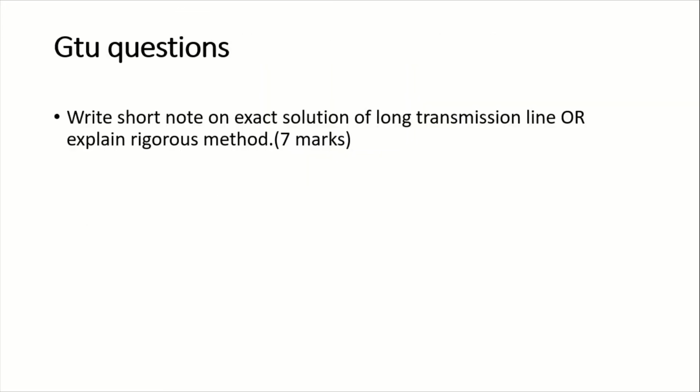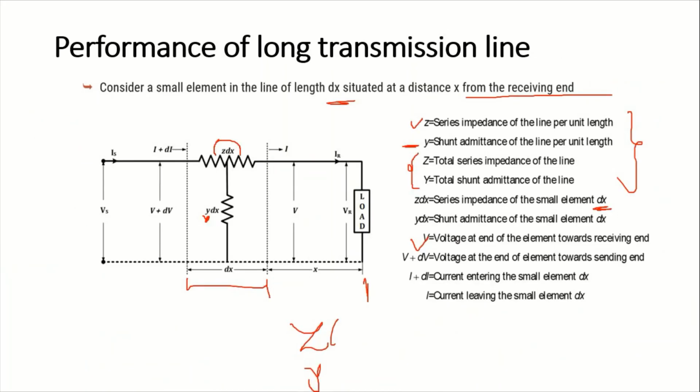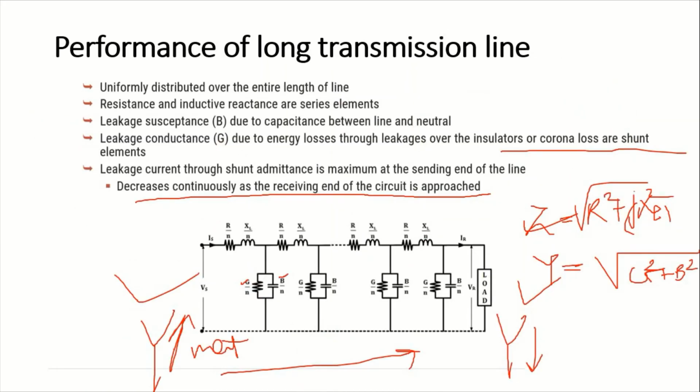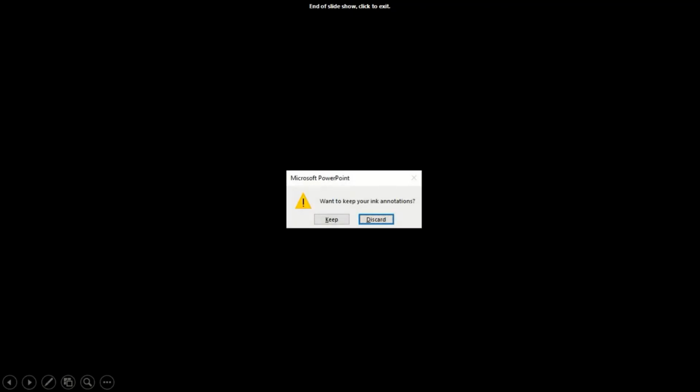93.23%. Now the GTU question that is covered in this video lecture is: write the solution or exact solution of the transmission line, or explain the rigorous method. You have to write this total theory in this question for 7 marks. Okay, clear? This is called the rigorous method.